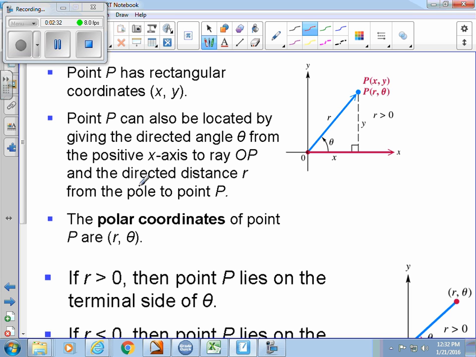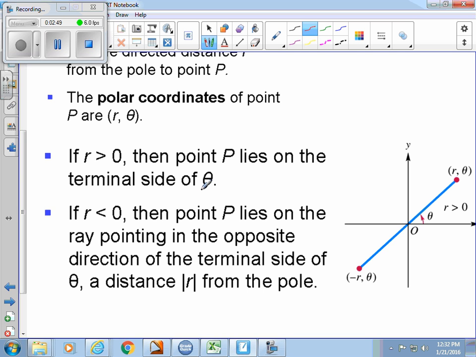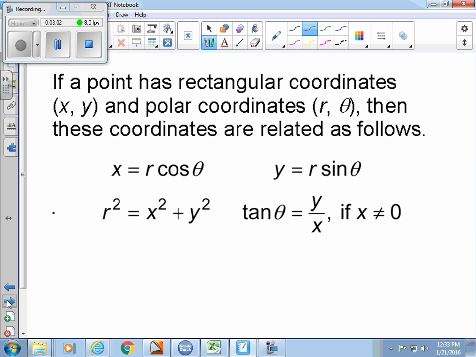All right. So polar coordinates: if P has rectangular coordinates x, y, then P can also be represented with polar coordinates where r is the distance from 0, theta is the angle. So (r, theta). If r is greater than 0, then P lies on what's called the terminal side of the angle, the normal side of the angle. If r is less than 0, then P lies on the ray pointing in the opposite direction of the terminal side of the angle, so going the other way. The absolute value of r is the distance from the pole.